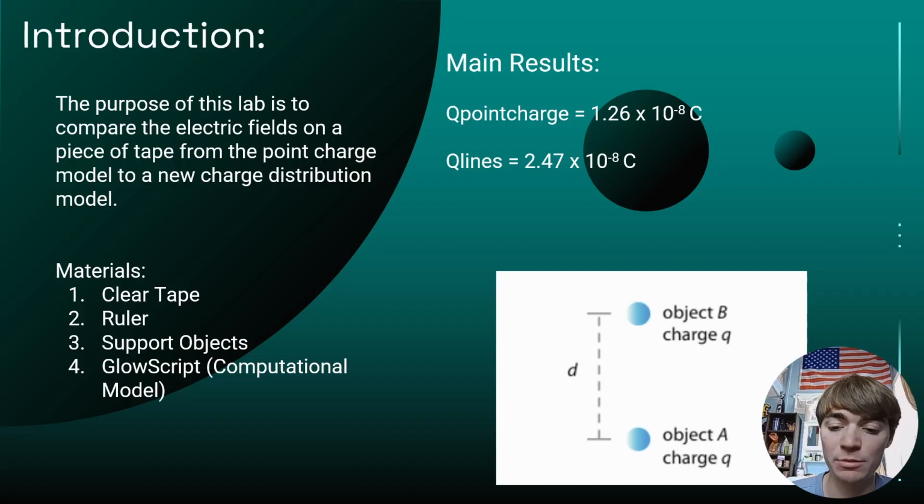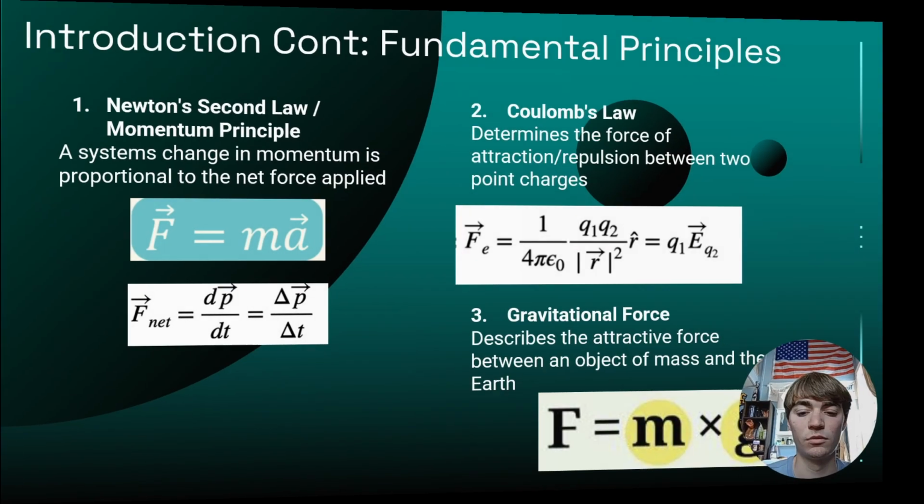The materials are the same as the last lab, and we're still using GlowScript as a computational model. And finally, as an overview, the result of this lab is that the Q from the point charge in the previous lab is 1.26 times 10 to the negative 8 coulombs, but now using the computational model of distributed charges, it's 2.47 times 10 to the negative 8 coulombs.